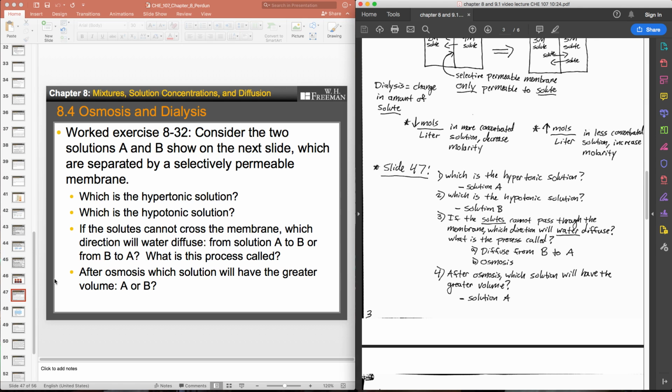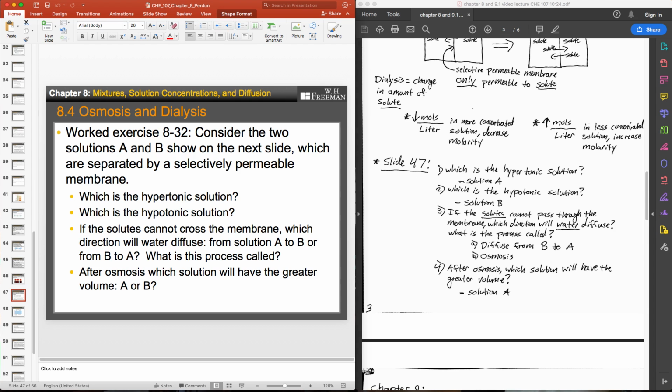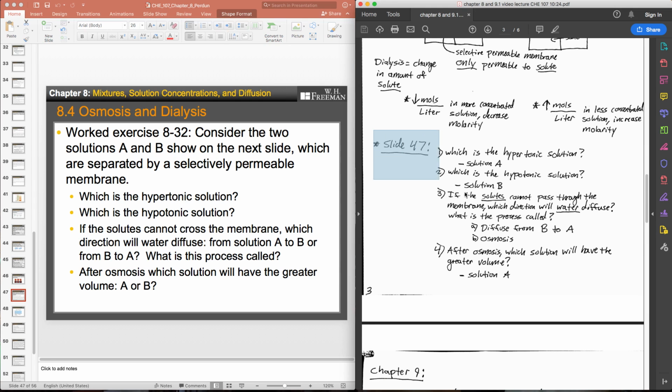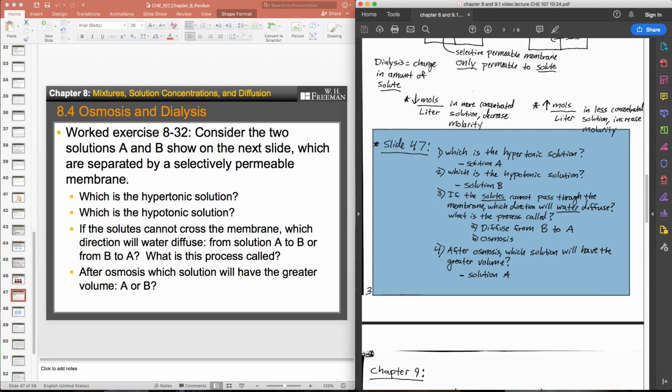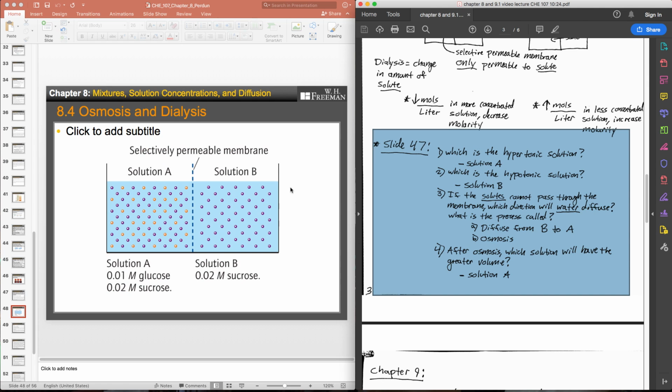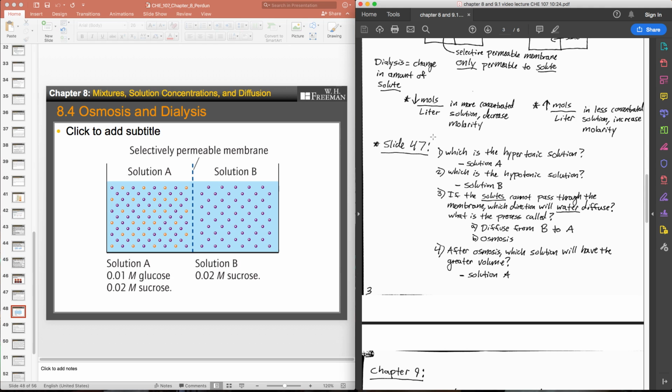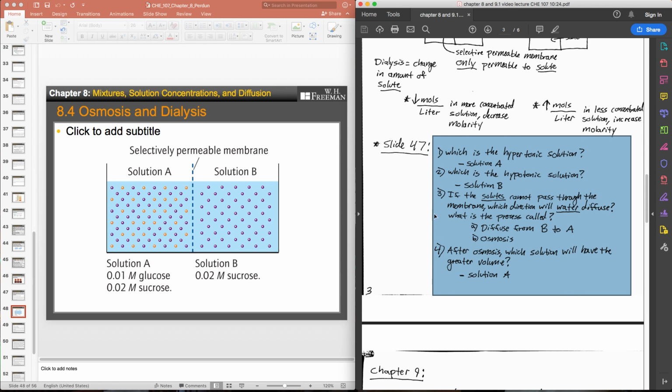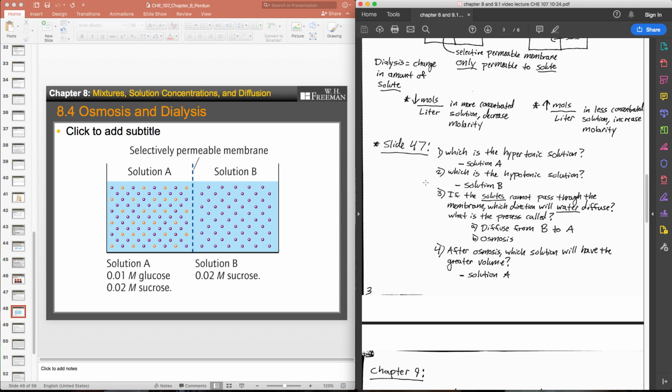And so if we were to jump back over to this PowerPoint and look at this worked exercise for osmosis, I've written these questions out on the right. That way I don't have to flip back and forth, and that way you can see them. I have already answered them, but I will go through them. So in this solution, which is the hypertonic solution, right? If you do want to cover this up or not look at it and then try to answer these yourself and see if you got them right, that's not a bad idea.